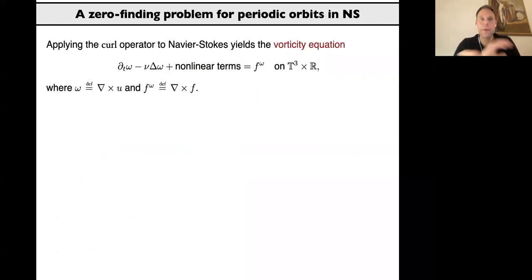All right, so the first part is to actually design a zero finding problem. I mentioned this f of x equals 0. That's the first step that I want to introduce. Rather than working directly with Navier-Stokes, we apply the curl to Navier-Stokes and work with the vorticity equation. Then we're going to be solving for the vorticity, so the curl of the velocity.